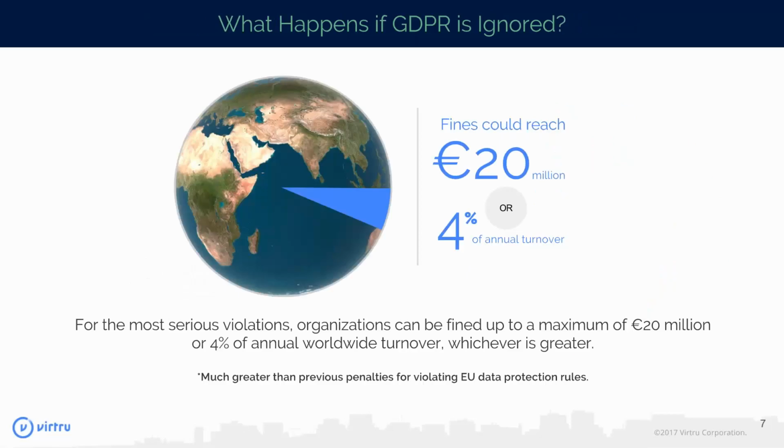What happens if it's ignored? Here are the top fines: 20 million euros or 4% of annual turnover, whichever is greater. And even for the not as blatant or flagrant violations, you've got up to 2% of annual turnover. That is a serious, serious penalty, and it was deliberately put in place by the Europeans because they felt that their privacy rules weren't being taken seriously enough.